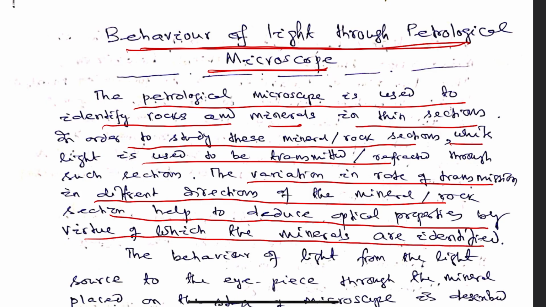So, what happens to the light rays, how they vibrate, whether they are easily allowed to vibrate or not, whether they pass with equal velocity in all directions or their velocity is found to be affected, found to be high or low. All those features and the color characteristics of the minerals are studied through the behavior of light through the microscope.